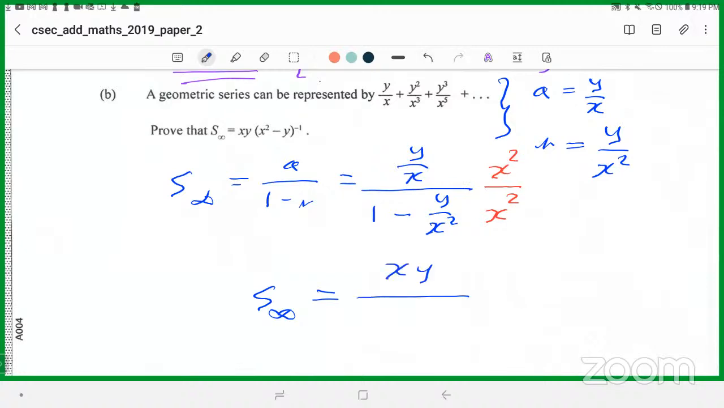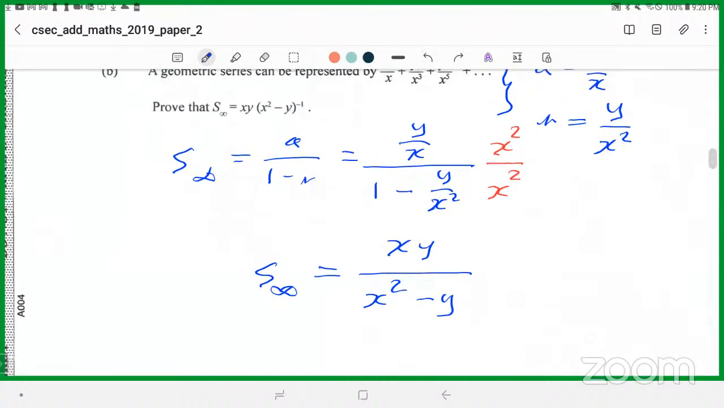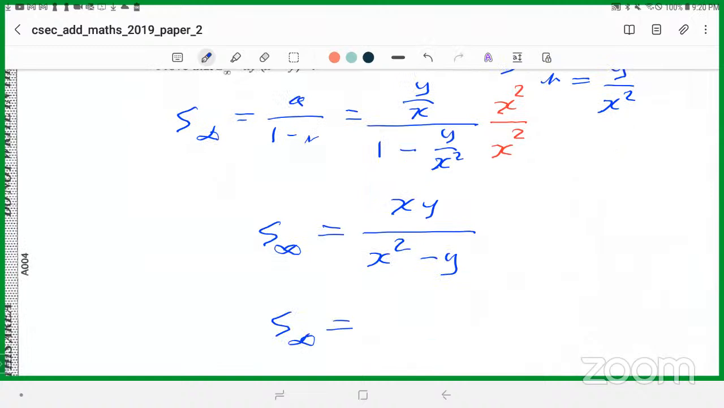Divided by this times this 1 is X squared. And then this times this cancels the X under X squared under here and leaves me with a negative Y. So this is actually, guys, it's just that they brought it up and put the negative 4 on it. So I'm going to bring this up and put negative 4 on it. And so S infinity equals XY over X squared minus Y.